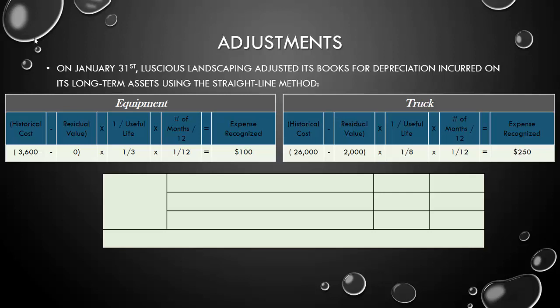Well, with that, we can record the adjusting entry on January 31st. The January 31st adjustment, like the depreciation expense adjustment is always going to be, is a debit to depreciation expense for the total amount of expense that we're going to recognize. Equipment was $100, truck was $250, which means we are recognizing $350 worth of depreciation expense.